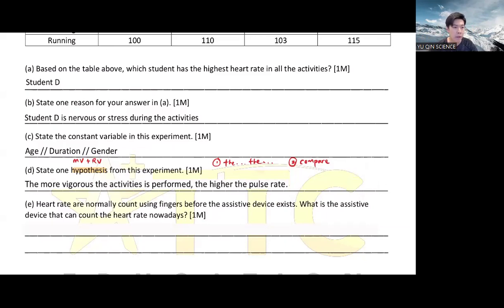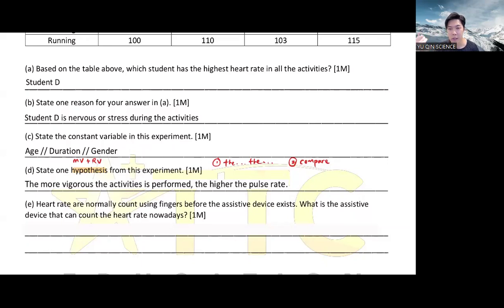Okay, heart rate is normally counted using fingers, but before assistive devices existed. So yeah, last time we had to really touch and count. Like doctors will have to touch the pulse point, look at the clock, and count how many beats, right? So anyway, what is the assistive device that can count heart rate nowadays? So nowadays, what are we gonna use to count our heart rate?